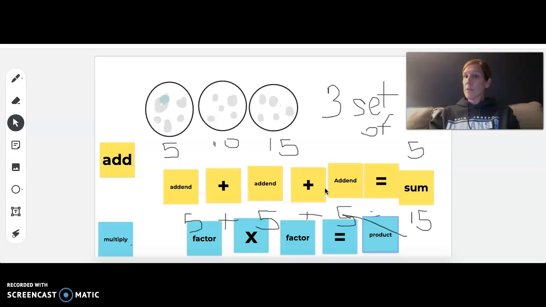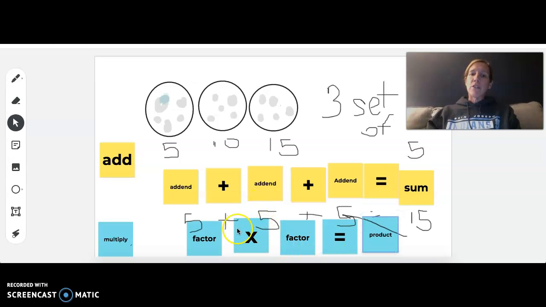Or we could show it as a multiplication sentence. And those are called, we multiply two factors times each other. So the first factor would be 3, because I have 3 sets. So 3 times 5 would be the multiplication sentence that would match this picture, because I have 3 sets of 5. So it would be 3 times 5 is equal to 15. The product is 15.